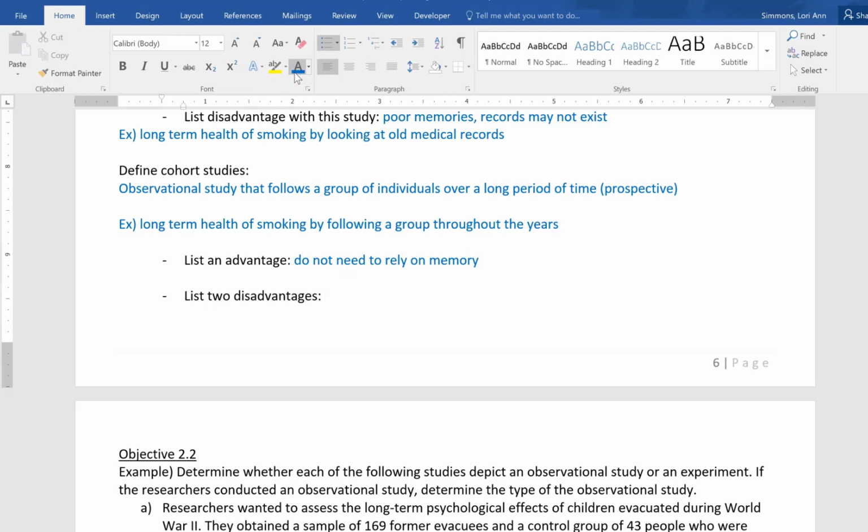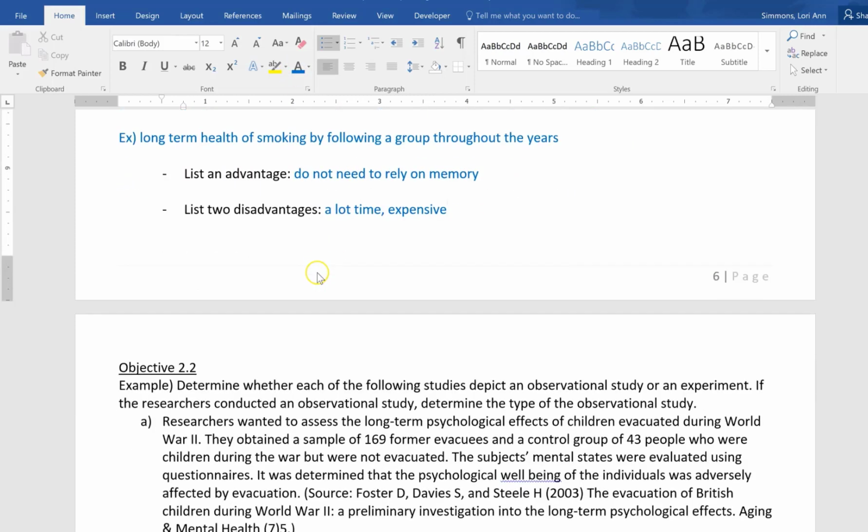What would be the disadvantage? Well, this could take a lot of time, right? If you're going to watch or follow a group over a long period of time, that's very time consuming, and with time consuming comes expenses. So it would be expensive as well.